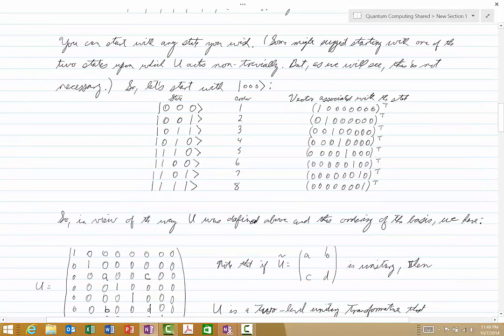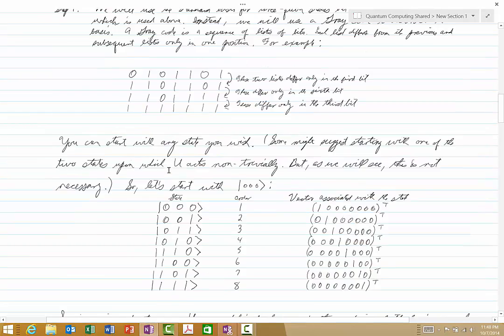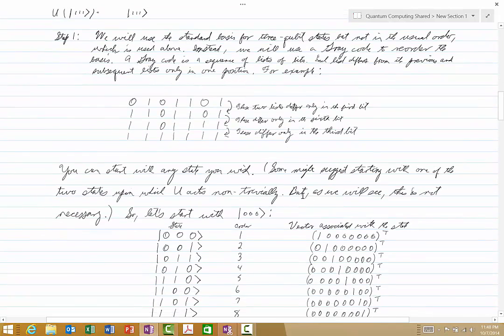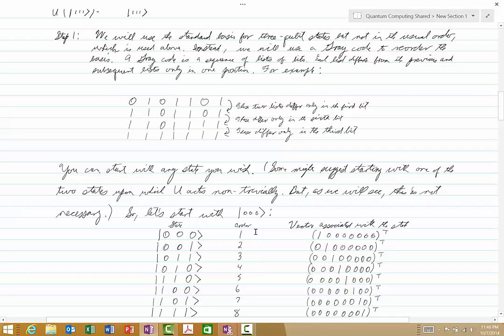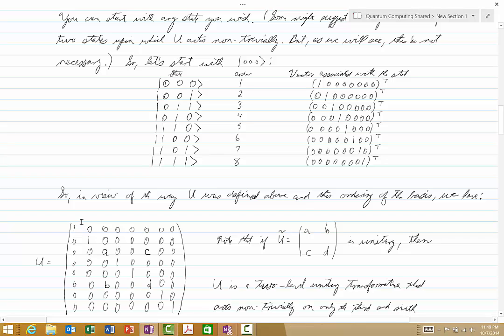So now, if we wanted to find U, the matrix for U, then we would proceed as follows. First of all, U of 0 0 0 is equal to 0 0 0, and 0 0 0 is the first vector. So it says that U of the first vector is equal to the first vector. And so we have 1 here in the first column, and all the rest are 0.